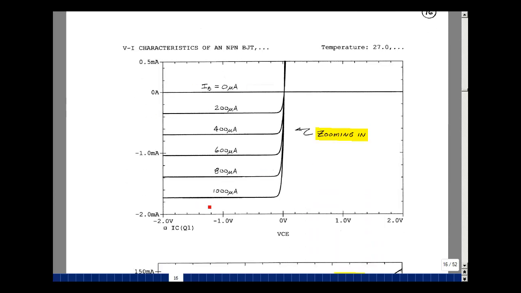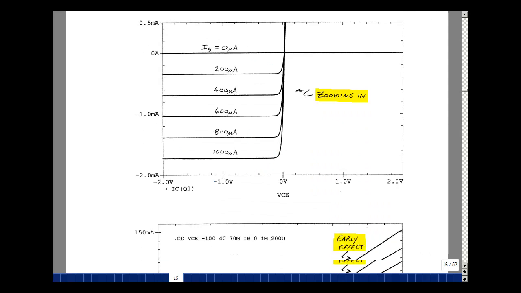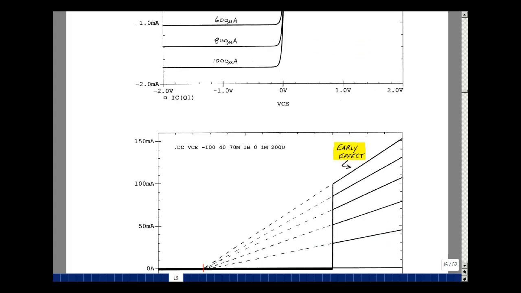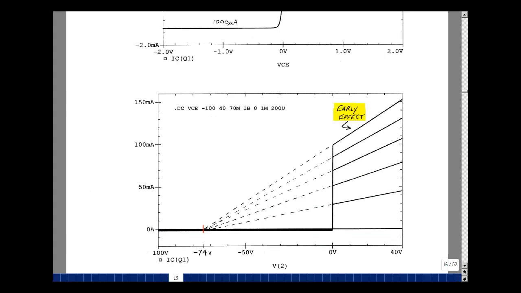Here I zoomed in on the third quadrant, and you can see the behavior here as we vary the base current from 0 to 1,000 microamps. And then I ran the simulation again, but now sweeping the voltage a lot larger, from 40 volts to minus 100 volts. And you can see these curves have a tilt to them, and again it's called the early effect. But if you take these lines and extend them, they do come to a single focal point at minus 74 volts. And if you look in the model, the early voltage was 74 volts. And these are the SPICE parameters of a BJT.